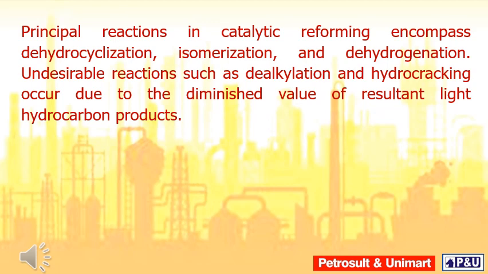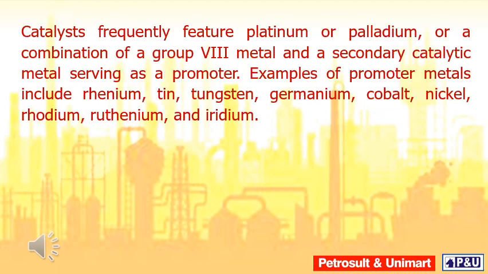Principal reactions in catalytic reforming encompass dehydrocyclization, isomerization, and dehydrogenation. Undesirable reactions such as dealkylation and hydrocracking occur due to the diminished value of resultant light hydrocarbon products. Catalysts frequently feature platinum or palladium, or a combination of a group 8 metal and a secondary catalytic metal serving as a promoter. Examples of promoter metals include rhenium, tin, tungsten, germanium, cobalt, nickel, rhodium, ruthenium, and iridium.